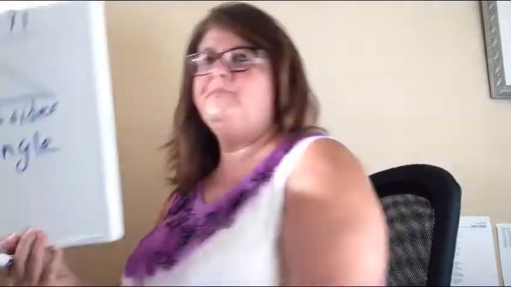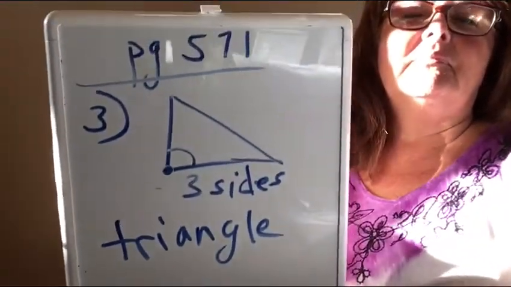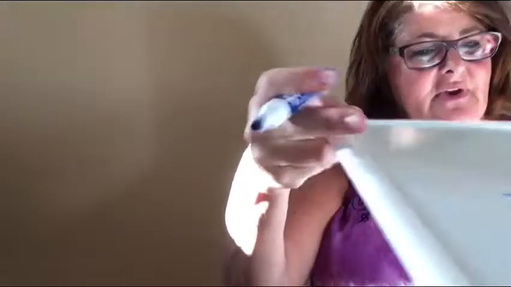So number 3 has 3 sides, and it is a triangle. Okay? Got it? Number 4, draw a quadrilateral with opposite sides. I think we did some of this yesterday. Let's go a little faster.